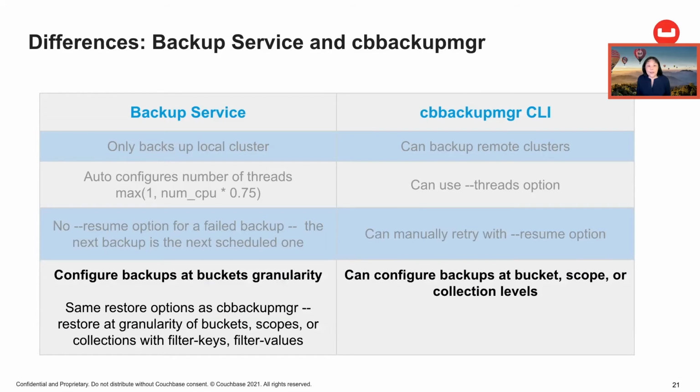Now, currently, the backup service only backs up data at the bucket's granularity. CB Backup Manager CLI can configure backups to back up at bucket, scope, or collection levels. The restore options for backup service and CB Backup Manager are the same, however. You can restore in the backup service at the granularity of buckets, scopes, or collections and use options like filter keys, filter values, map data.